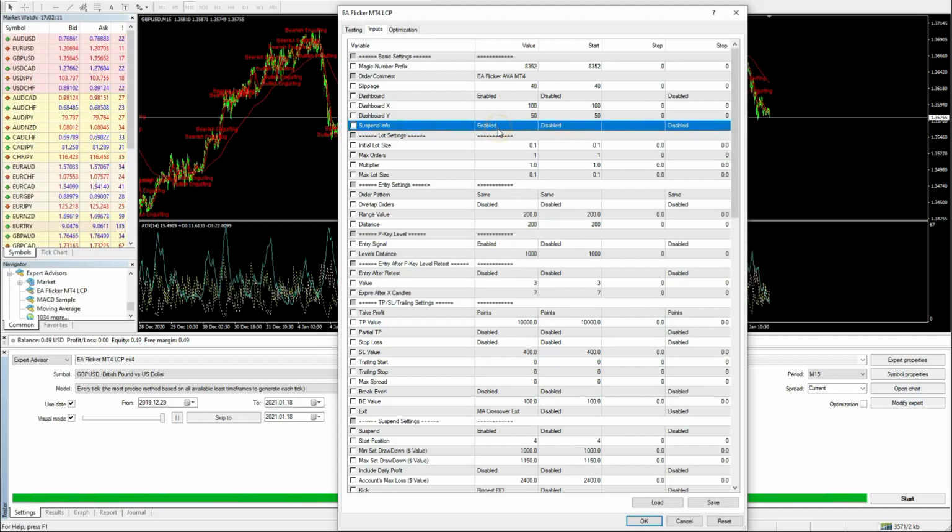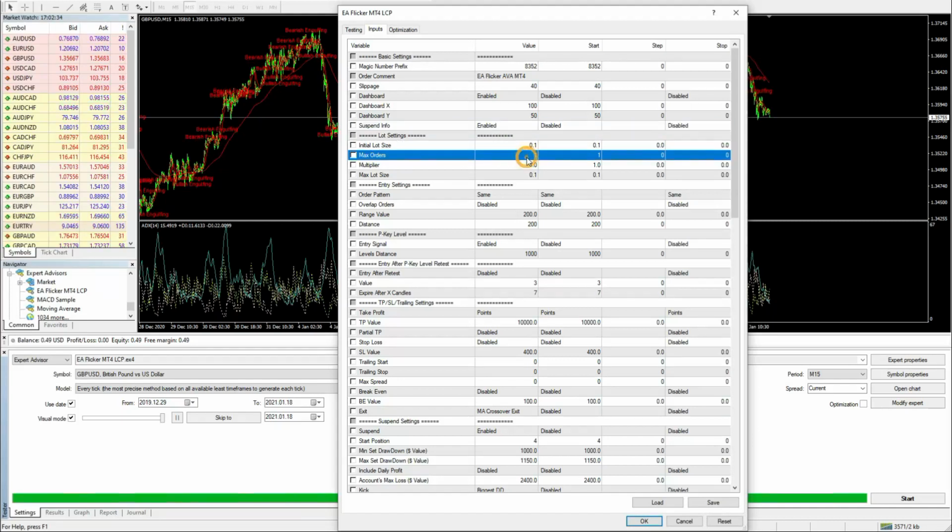Okay, magic number, all these are standard. Suspend info. Okay, now this is a risk management feature which I've included into AVA, and it is very useful. And for those of you who plan to use AVA for your FTMO trading, your challenge or even your trial, okay, this will be very beneficial to you, and I'll explain to you why. Okay, now lot settings. Okay, as per usual.